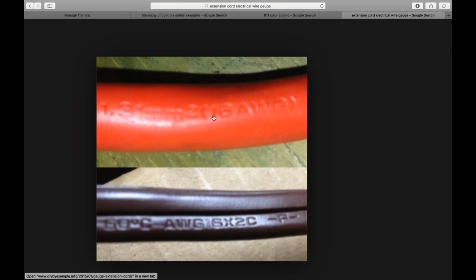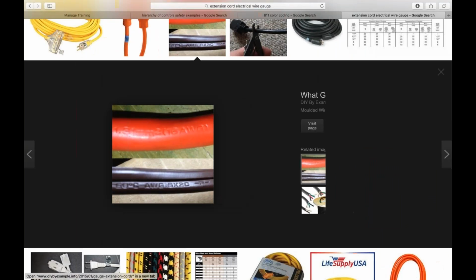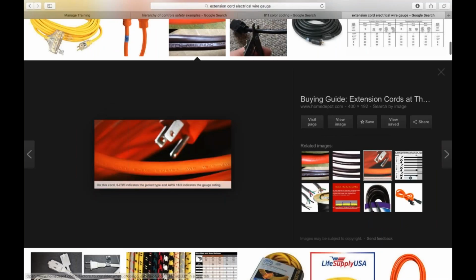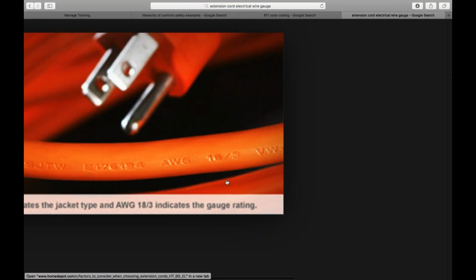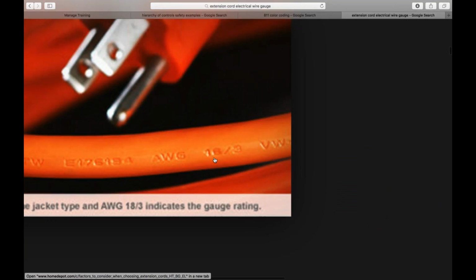That's telling us it's 16 gauge right there. That's telling us that it's a 16 gauge wire. And I was trying to see if I could find this, this is what I'm looking for right here. This is a 16-3. So it's a 16 gauge wire with 3.